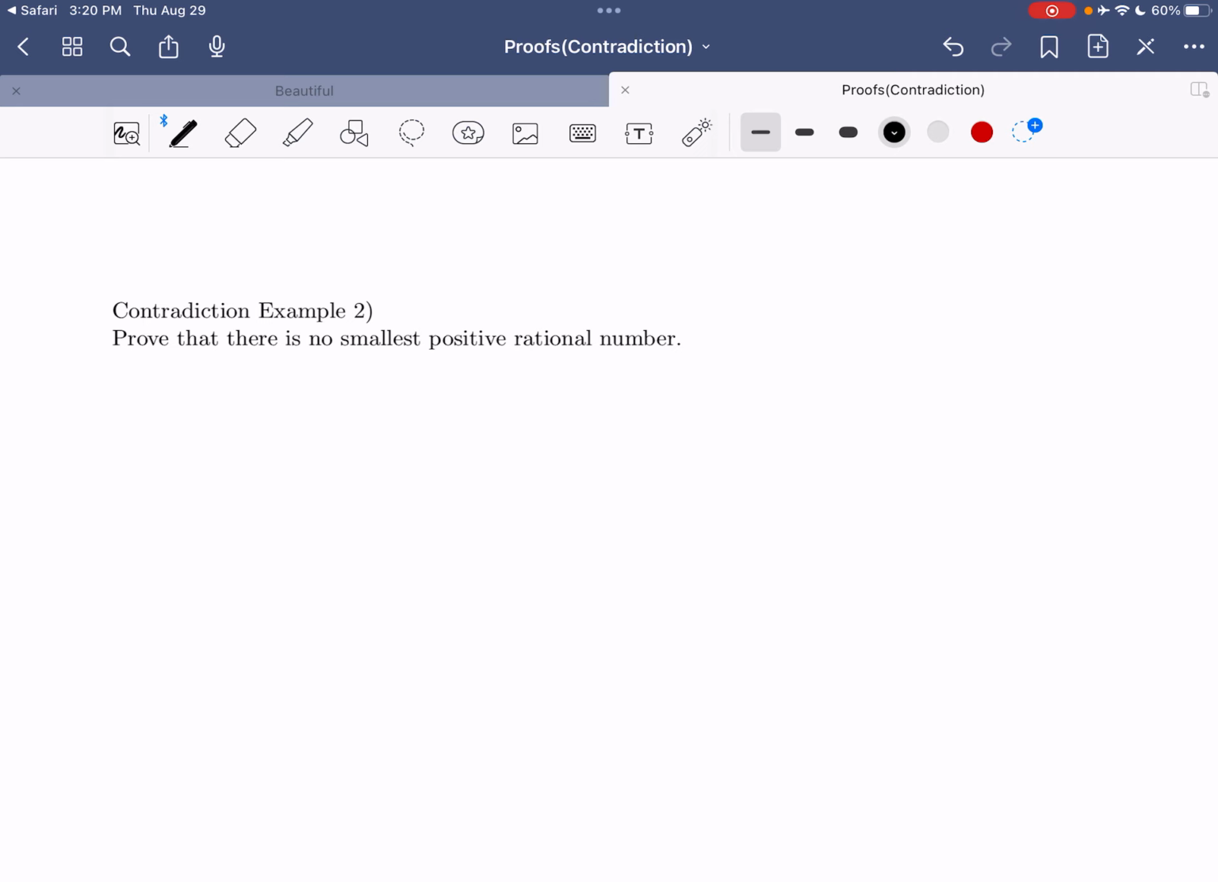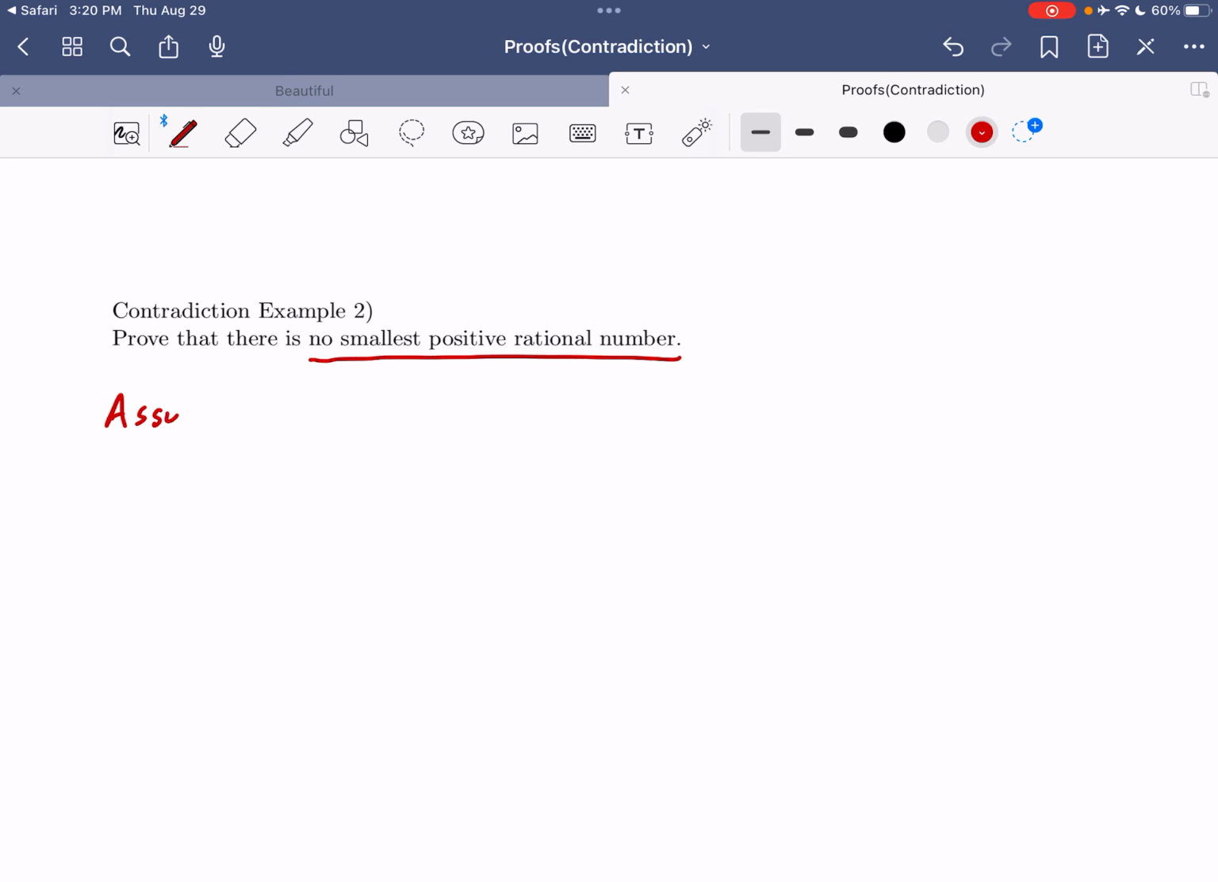Now you can see in this one why this is a bit harder to imagine if you try to do contrapositive. It doesn't have that nice if-then statement that would be easy to negate and reverse. But it does have a really nice setup for our contradiction. Our goal is to show that there is no smallest positive number. Let's assume the opposite, and there's a really nice clean opposite. The opposite of no smallest positive number is that there is a smallest positive number.